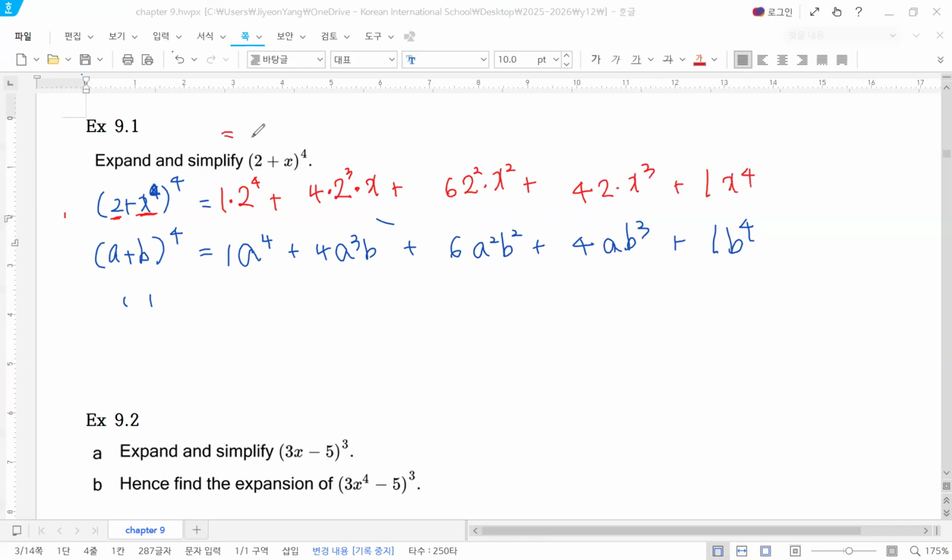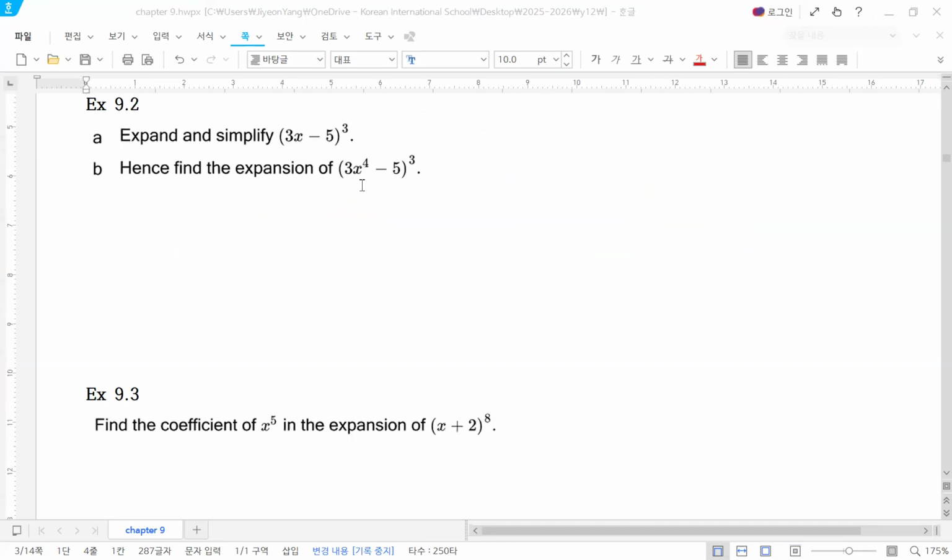Therefore, if you expand them, it's going to be 16 plus, what's the number after you calculate this one? 32x plus 24x squared plus 8x cubed plus x to the power of 4 is the answer of this question. Do you understand? Yes. Okay, let's practice example 9.2 together.